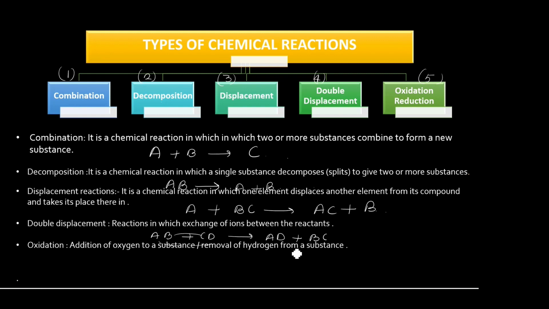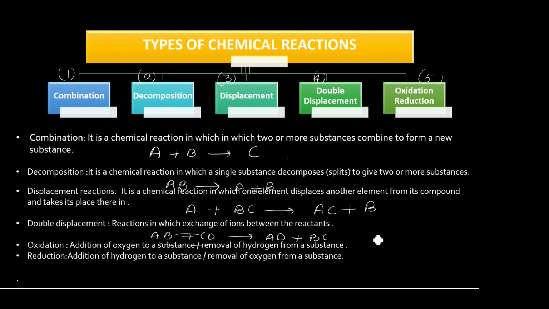Next, we will see oxidation reaction and reduction reaction. Oxidation means addition of oxygen to a substance, or it is also known as removal of hydrogen from a substance. Reduction reaction is removal of oxygen from a substance or addition of hydrogen to a substance. So remember, oxidation and reduction are opposite. In oxidation, we add oxygen and take out hydrogen, whereas in reduction, we add hydrogen and take out oxygen.